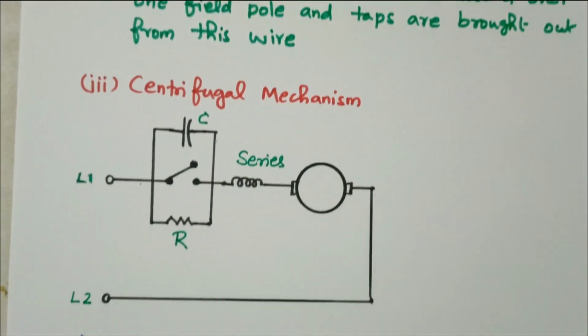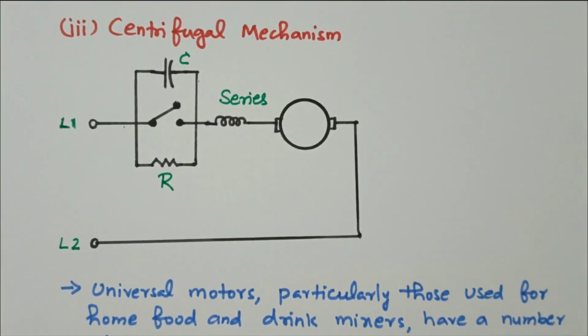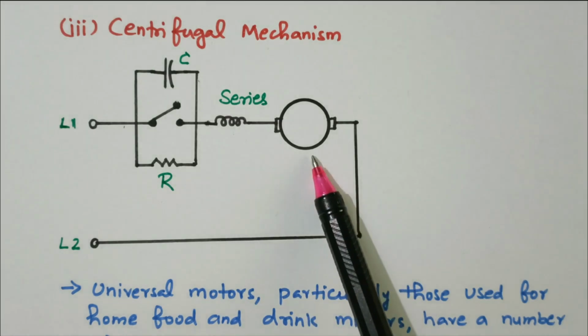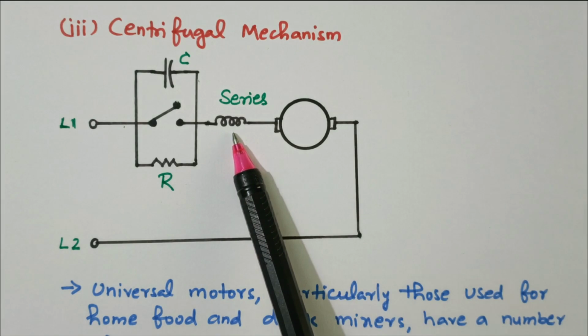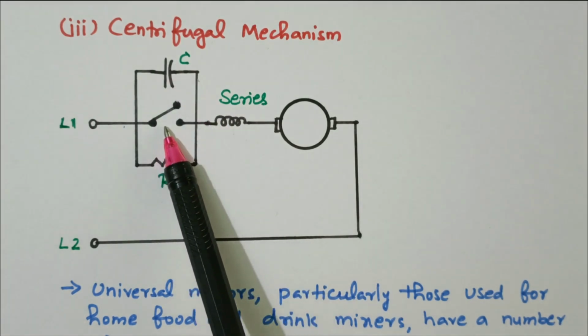So the third method is the centrifugal mechanism. We know that centrifugal mechanism means if the speed is more, automatically the switch will be disconnected. Right, see the centrifugal arrangement. So this is the armature, the rotating part, and the field winding. So here we have the centrifugal mechanism. This is a centrifugal switch.